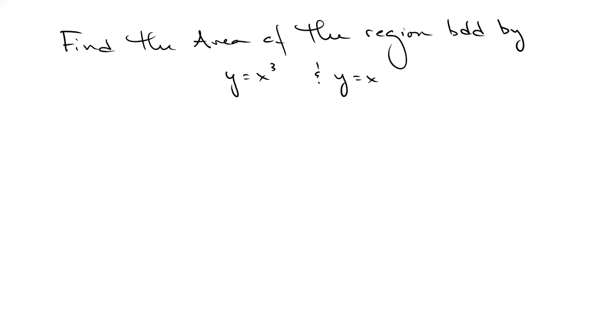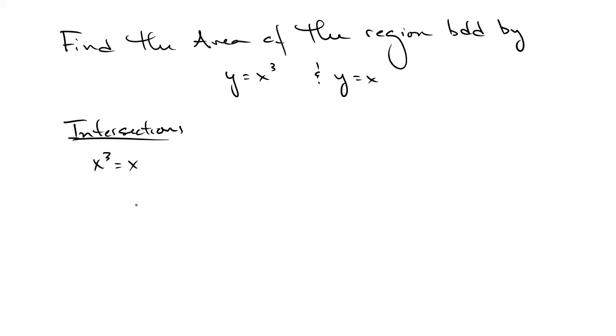All right, in this problem, we're trying to find the area of the region bounded by these two graphs. In order to find the area of the regions, what we need to find are the intersecting points of those regions, or of these two graphs, rather. So the intersections are going to happen whenever x cubed equals x.